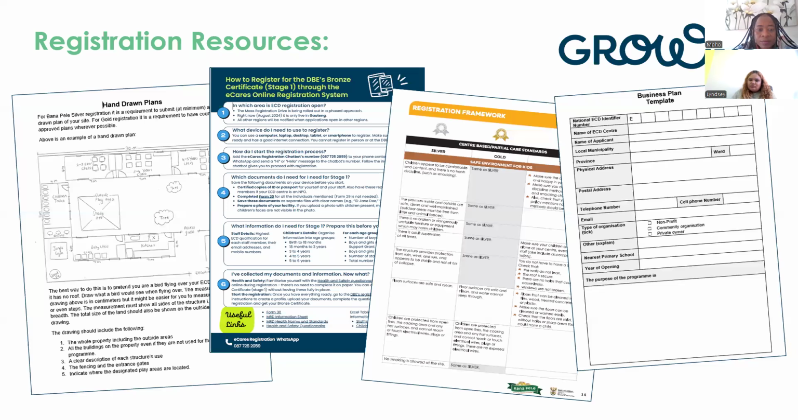There we go. These are more examples of the registration resources. So the first screenshot you see there is an example of what your hand-drawn plans should look like with tips of how to prepare your hand-drawn plan. That second document is a one-pager that walks through the steps of bronze registration, and it has links to the supporting documents. That's a very, very good document.